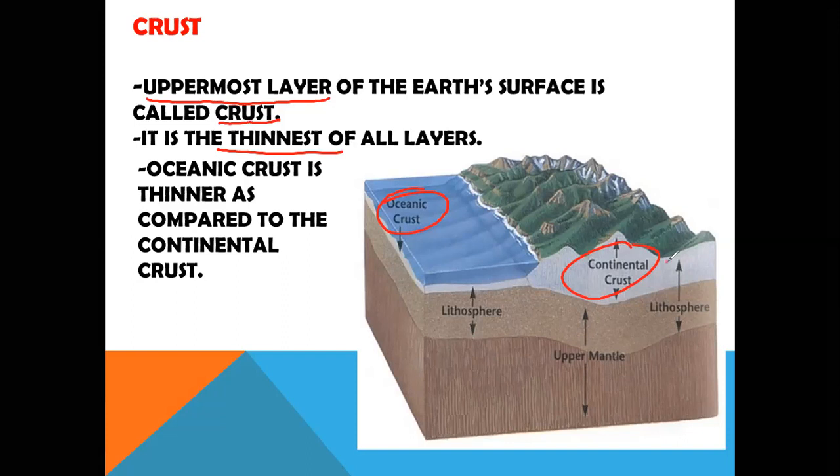It is about 35 kilometers on the continental masses, whereas it is only 5 kilometers on the ocean floors. Now, in areas of major mountain systems, the continental crust is found to be even thicker. For example, it is about 70 kilometers thick in the Himalayan region.